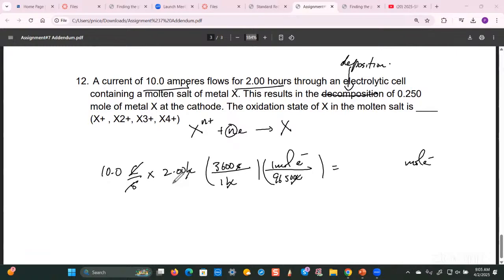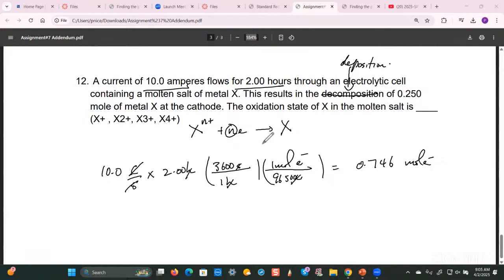So let's do the number crunching. 10 times 2 times 3,600, and then divide by 96500. And the answer you're going to get here would be 0.746 moles of electrons, right?